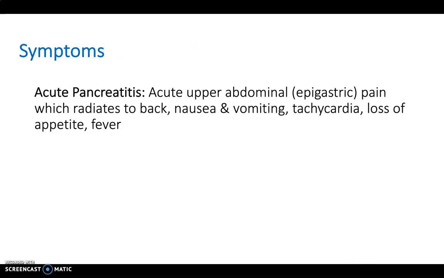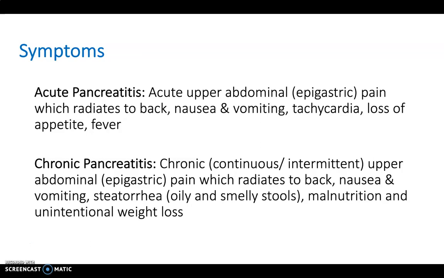So, some of the symptoms. In acute pancreatitis, you'll get that acute upper abdominal, so epigastric pain, which radiates to the back. You can get nausea and vomiting, tachycardia, loss of appetite, and fever. Now in chronic pancreatitis, you will tend to get some of the symptoms of acute pancreatitis as well as additional symptoms. So you'll get that continuous upper abdominal pain which radiates to the back, nausea and vomiting. You can get steatorrhea, which is those oily, smelly stools which tend to be hard to flush, malnutrition, and unintentional weight loss.